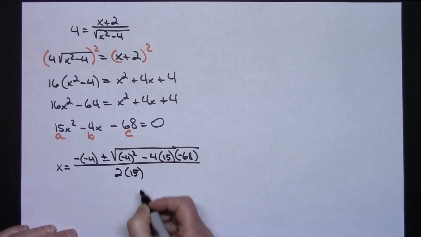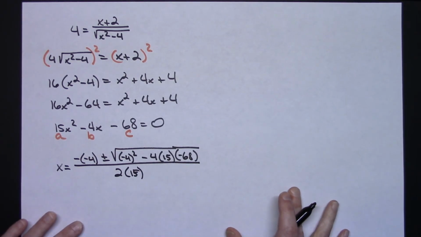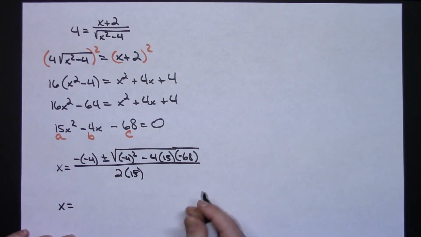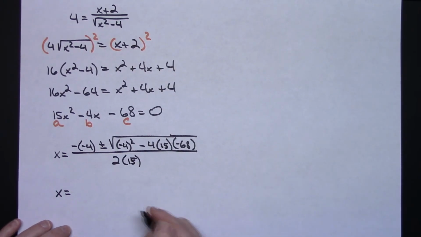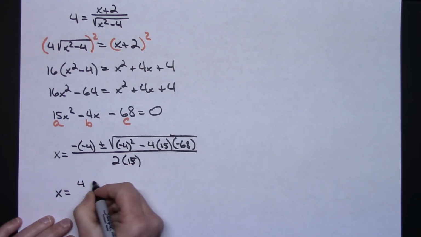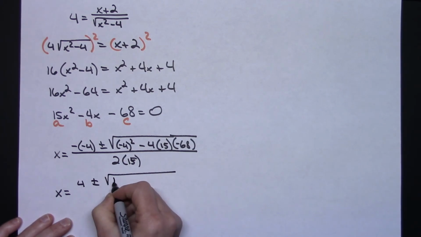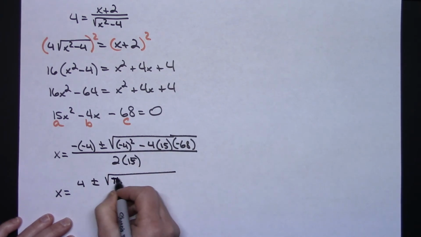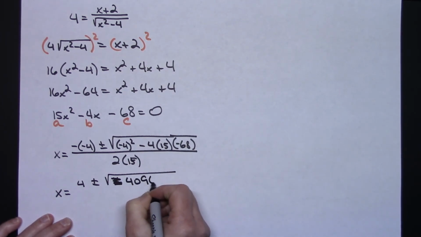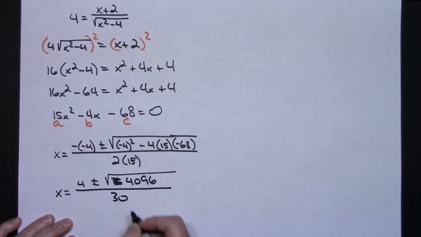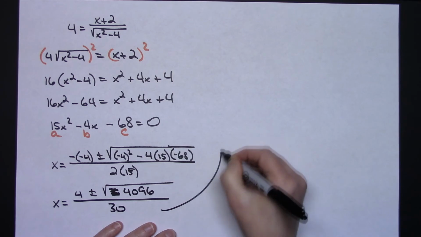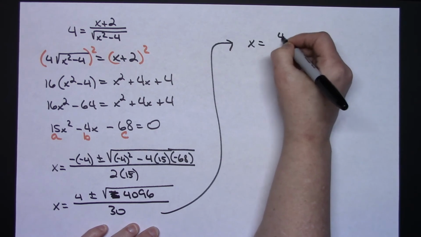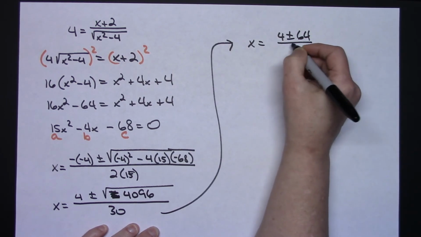Alright, and seriously, at this point, it is a lot of arithmetic. So I would maybe pause the video, grab your calculator, see if you can finish working this out, because it is just arithmetic at this point. We're going to have 4 plus or minus the square root of 16. Actually, let's just go ahead and do that whole entire thing in a calculator. That's going to give you 4,096 all over 30. Alright, and then finishing up here, x is going to be equal to 4 plus or minus 64 all over 30.